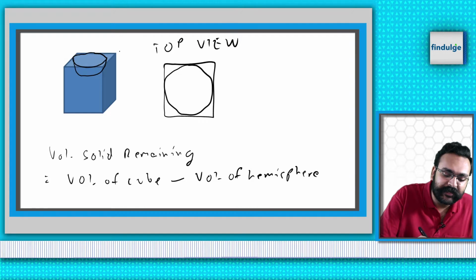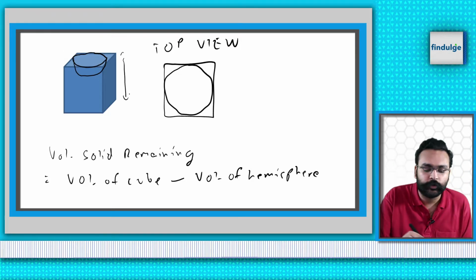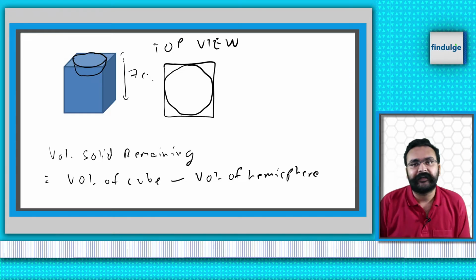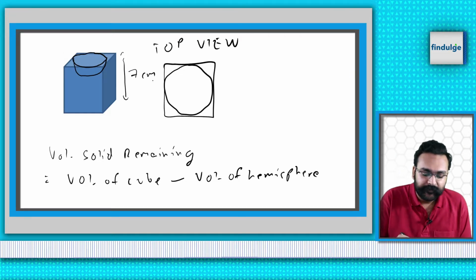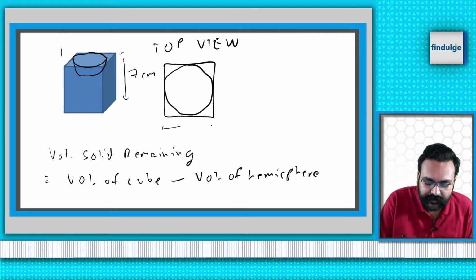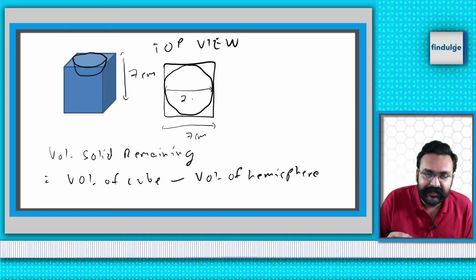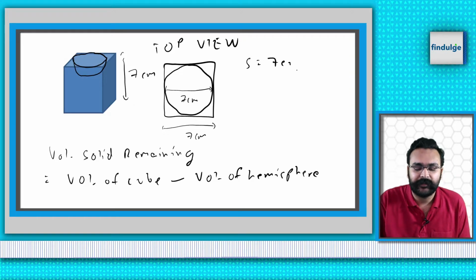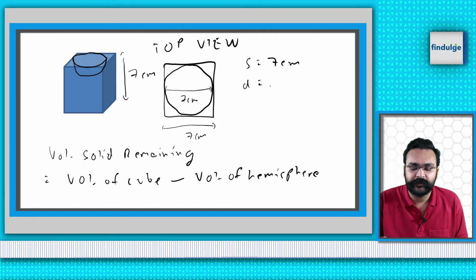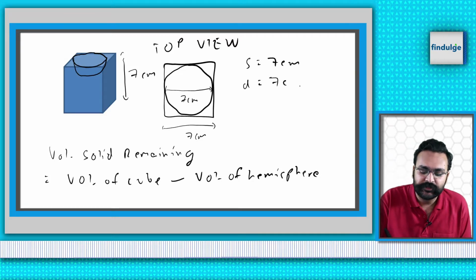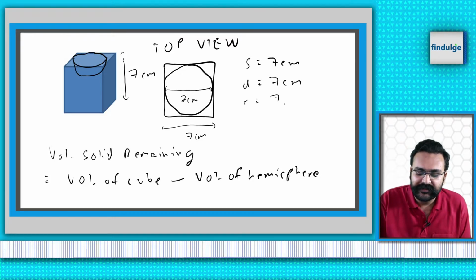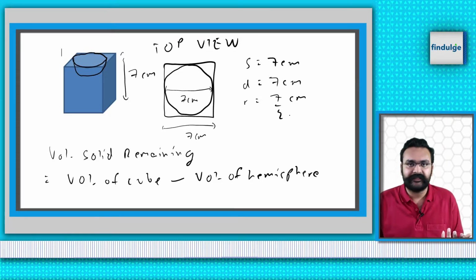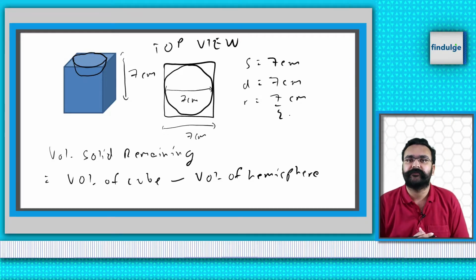Now we were given that the side of the cube is 7 centimeters. So logically, if the side of the cube is 7 centimeters, that also means the diameter of the hemisphere is 7 centimeters, and so the radius is 7/2 centimeters. We can say this because the circle is clearly touching the two sides of the square, which means the diameter is equal to the side.